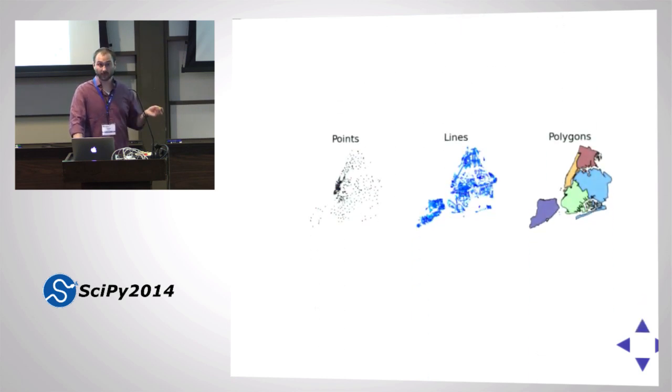So, vector data. Vector data is like points, lines, polygons. Everybody know the difference between vector and raster data? Kind of, yes. You guys aren't a very enthusiastic bunch. So vector data, points, lines, and polygons; raster data, grids, images, coverages, that type of thing. Here's a picture of points, lines, and polygons for New York City.